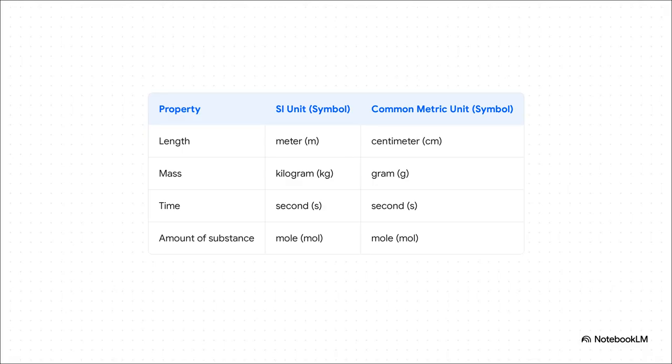Okay, let's look at the building blocks you'll be using all the time. We've got meters for length, seconds for time. Now, for mass, here's a little heads up. The official SI unit is the kilogram, but in the lab, we're almost always going to be working with grams. And of course, the mole, which is just so important in chemistry for counting tiny things like atoms.